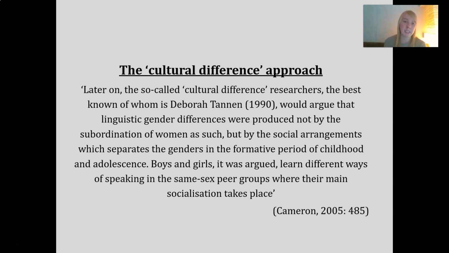And again, Deborah Cameron reflects on this in a really fantastic article where she talks about the history of gender and language studies. She talks about people like Deborah Tannen as researchers who characterize this cultural difference approach, saying: later on, the so-called cultural difference researchers, the best known of whom is Deborah Tannen, would argue that the linguistic gender differences were produced not by subordination of women as such, but by the social arrangements which separate the genders in the formative period of childhood and adolescence. Boys and girls, it was argued, learn different ways of speaking in the same-sex peer groups where their main socialization takes place.